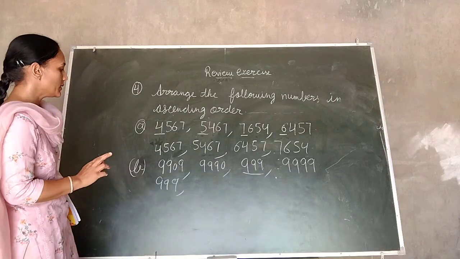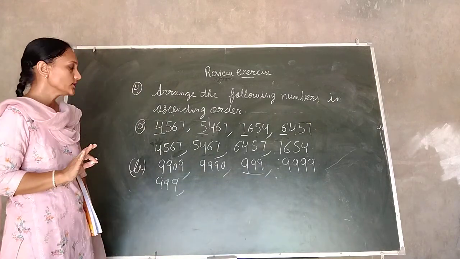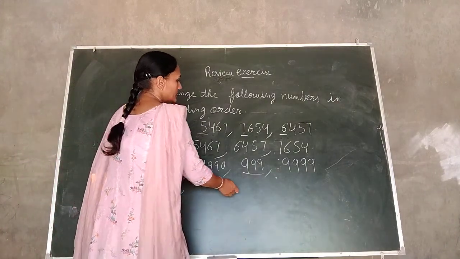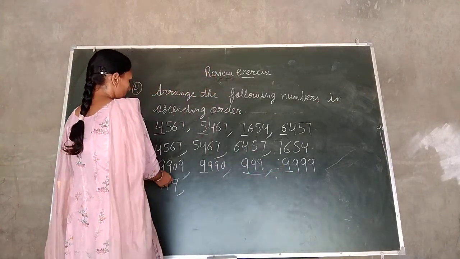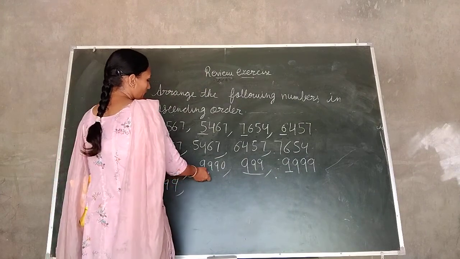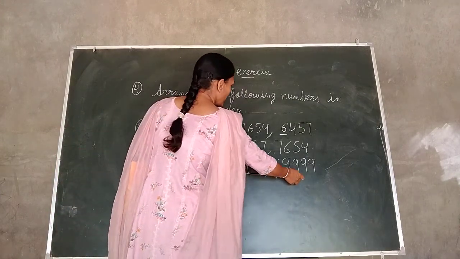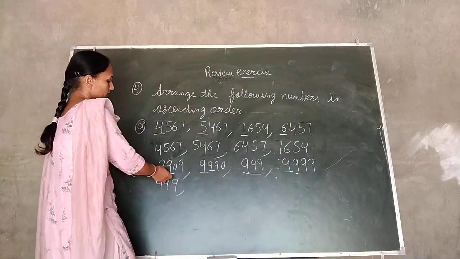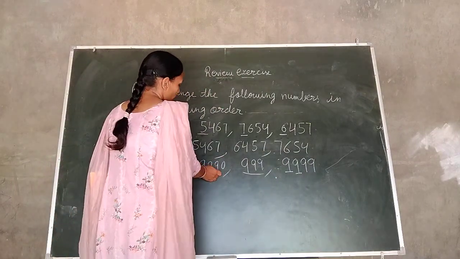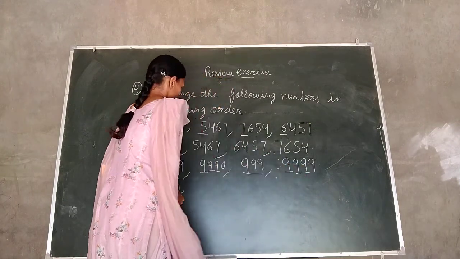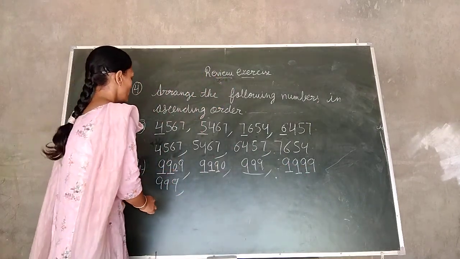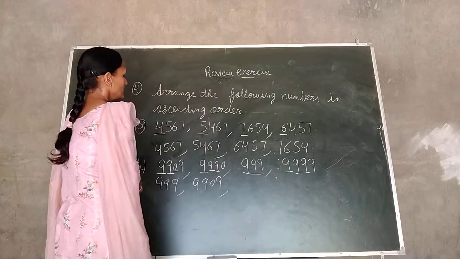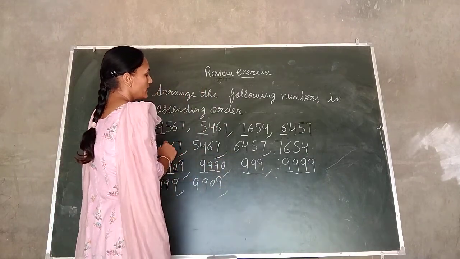Next we have 3 numbers and we have to find the smallest among these numbers. So we will compare the digits in thousand place, all are same. Next we will compare the digit in hundred place, 999, all are same. Next we will compare the digits in tens place, 0, 9, 9, which is the smallest? 0. So 9909 is the smallest number among these 3 numbers.